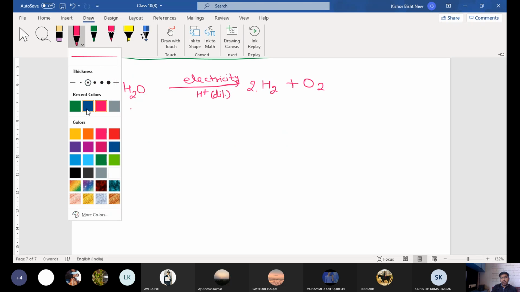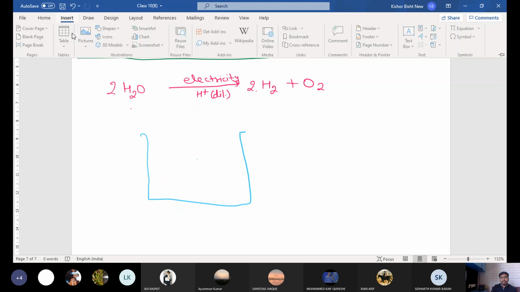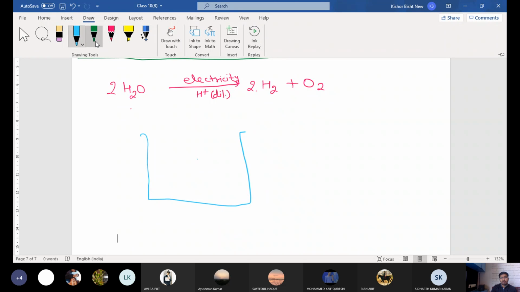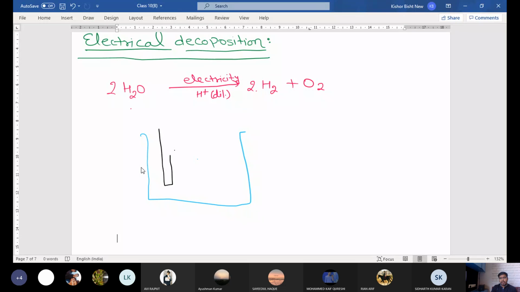First of all, I have taken a container that is called electrolytic container. Okay, just you see one by one point, and in this one I am taking 2 graphite rods. In this one I have taken the 2 graphite rods. Why are we taking the graphite rod? Because graphite is a good conductor of electricity.